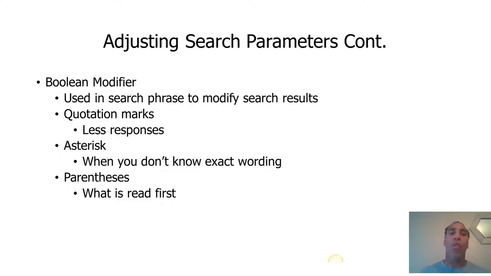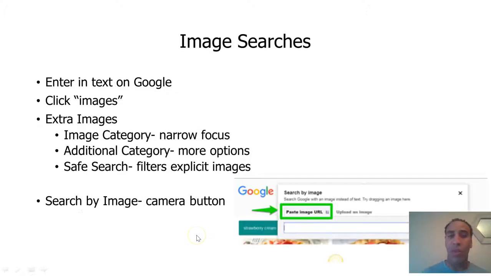Also continued for adjusting more parameters. So you have a Boolean modifier, used in a search phrase to modify search results. You have quotation marks. You get less responses with those as well. Asterisks, when you don't know the exact wording, sometimes they call it a wildcard search. That's what they do in a lot of databases that you use for work. And then parentheses, what is read first, right? Just like a math problem, what is completed first.